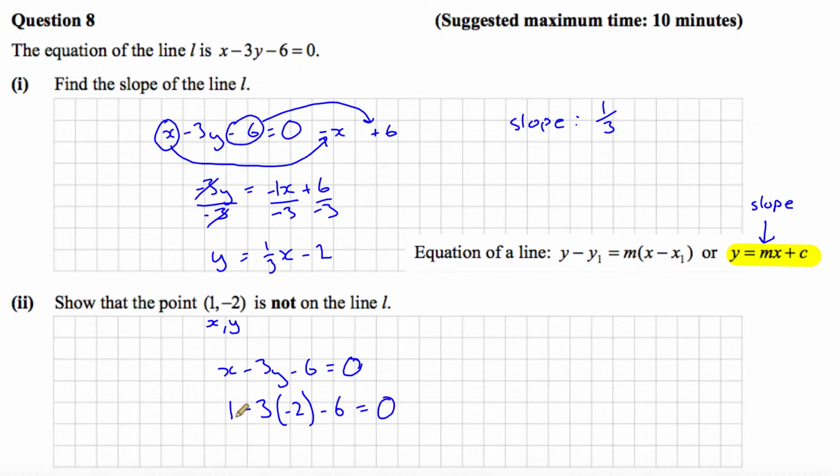So let's see. 1 minus 3 times negative 2 is positive 6, so I get 1 plus 6 minus 6, and that gives me that 1 plus 6 minus 6 combine to give 1, so that's telling me that 1 is equal to 0, and that's not true. 1 is not equal to 0. So if it's not true, therefore (1, -2) is not on the line.